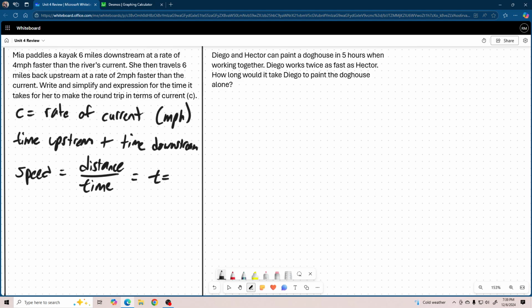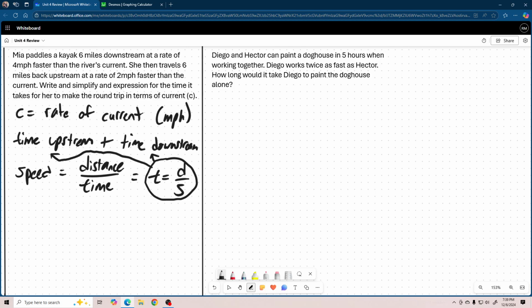So we'll get time equals distance over speed, okay? And this is what we're going to use for both of these things. We're going to use this as our formula for the time downstream, and we're going to use this as our formula for the time upstream. So let's just go ahead and plug in the stuff that we know, like what we have in the problem, right?